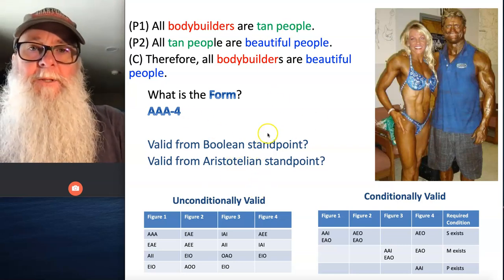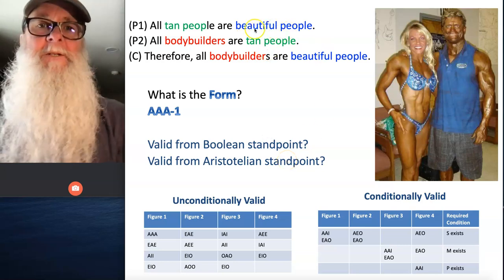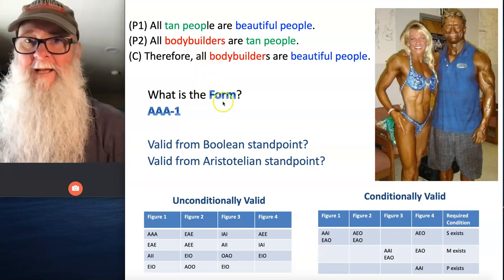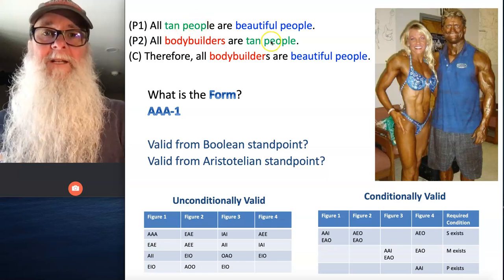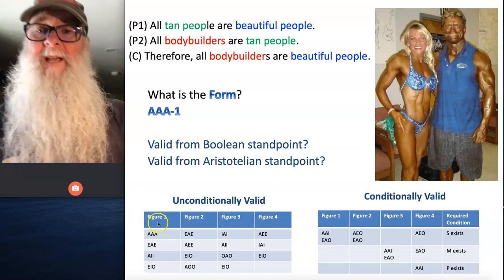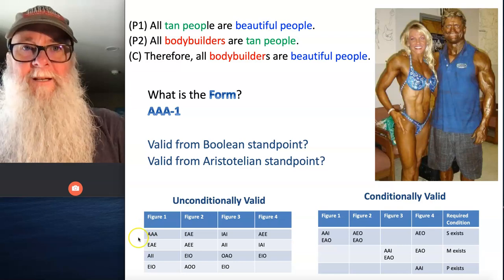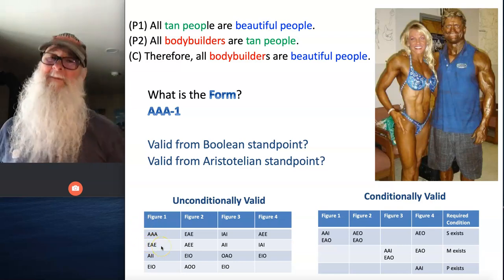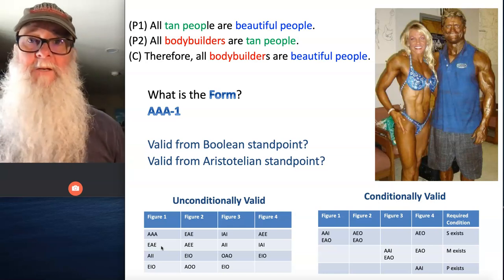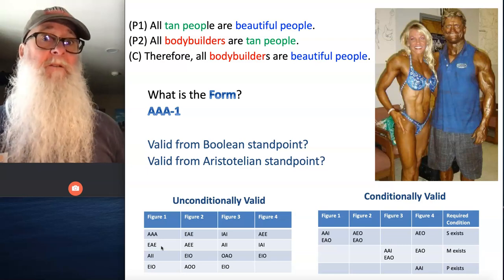So what we want to do is flip those premises. We're just going to reorder them so that the major term appears in the major premise and the minor term appears here in the minor premise. Okay, now we can see, oh yeah, this isn't figure 4, it's figure 1. Does AAA appear in the column under figure 1 for either chart? Yuppers, it's right here. The argument form is actually called Barbara. I'm not going to go into that. But at any rate, AAA in figure 1 is unconditionally valid from both the Boolean and the Aristotelian standpoints.